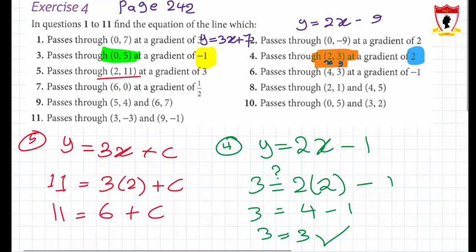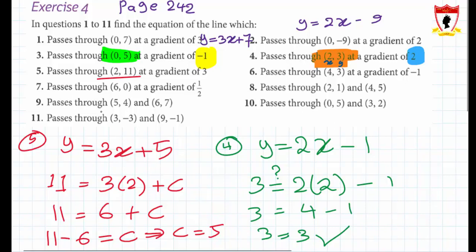Or send the 6 to the other side to make c the subject. Then you see something like this: 11 minus 6 is equal to c. So from this, c is equal to 5. Then can we complete the equation now? Yes, because we got the value of c. It's positive 5. Question 5, the equation is y equals 3x plus 5.